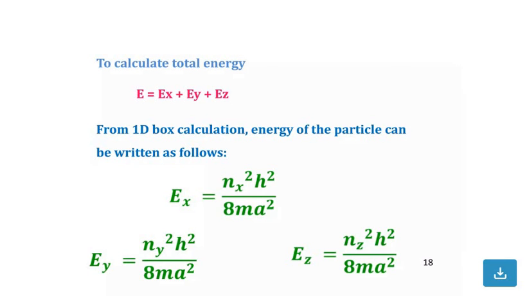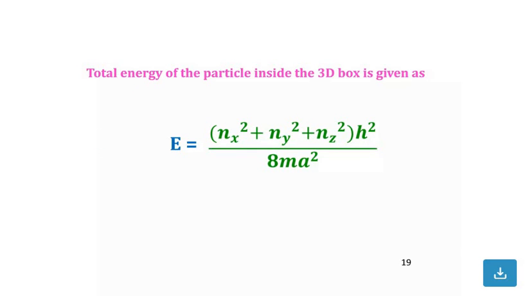To calculate the total energy Ex, Ey, Ez, from the 1D box calculation the energy of the particle can be written as follows. So you can write Ex, Ey, Ez. So the total energy of a particle inside the 3D box is given by this equation.